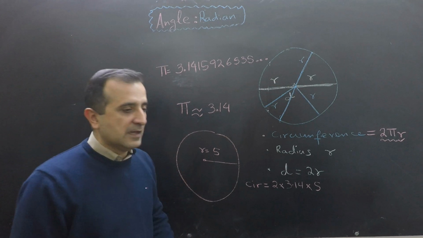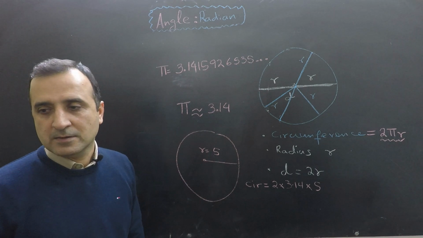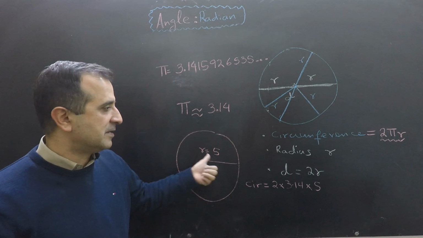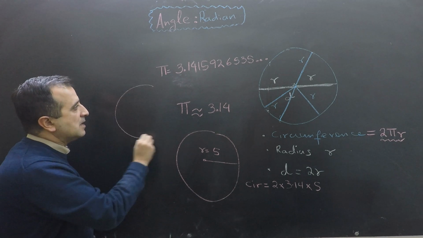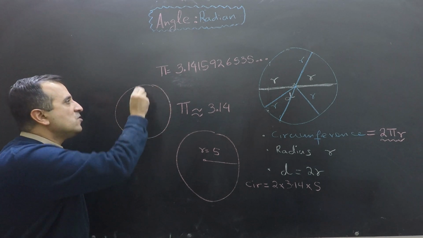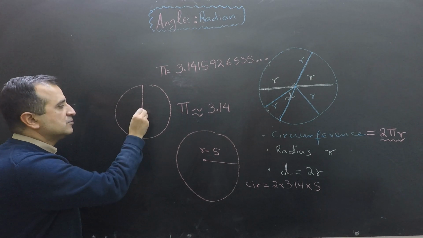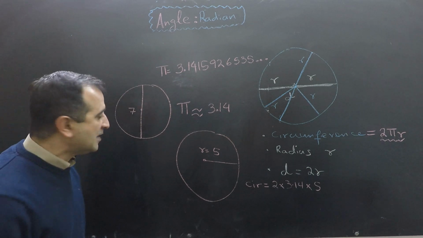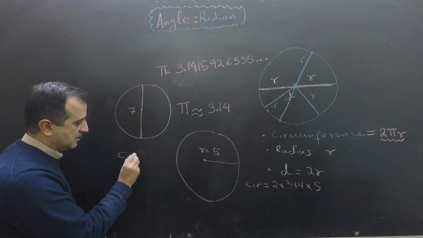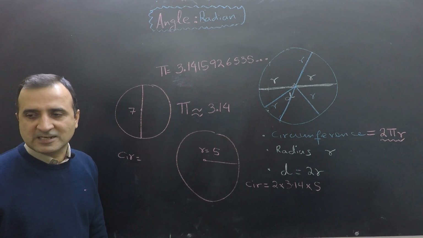Let's say we don't have a radius, but we have a diameter. We have a circle and we don't know the radius, but we know its diameter. Its diameter is equal to 7. What is the circumference? Can you find the circumference?